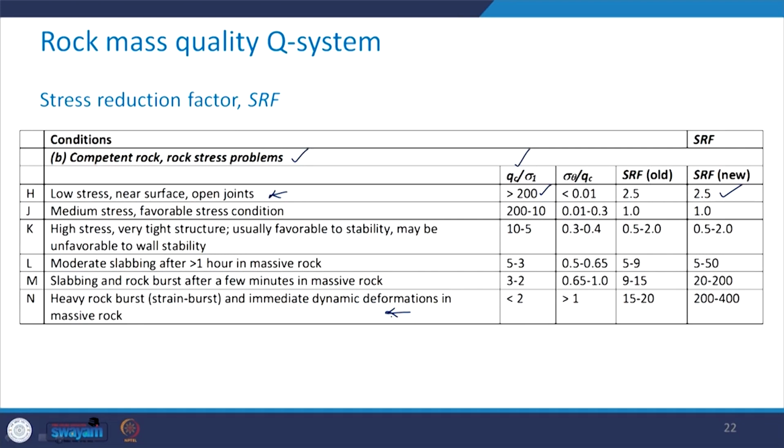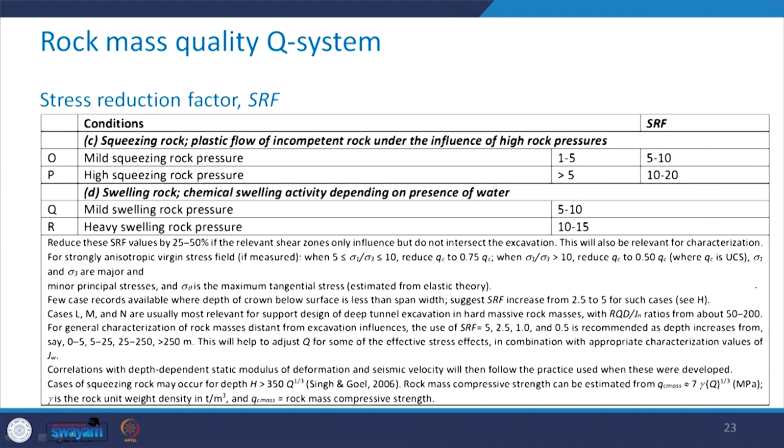So, basically rock burst is a sudden release of energy and immediate dynamic deformations in the massive rock mass, then the SRF goes from 200 to 400. The third one is for the squeezing rock, where the plastic flow of incompetent rock under the influence of high rock pressures is there. In case you have mild squeezing rock pressure, the SRF will take the rating between 5 to 10, and for high squeezing rock pressure this will be 10 to 20.